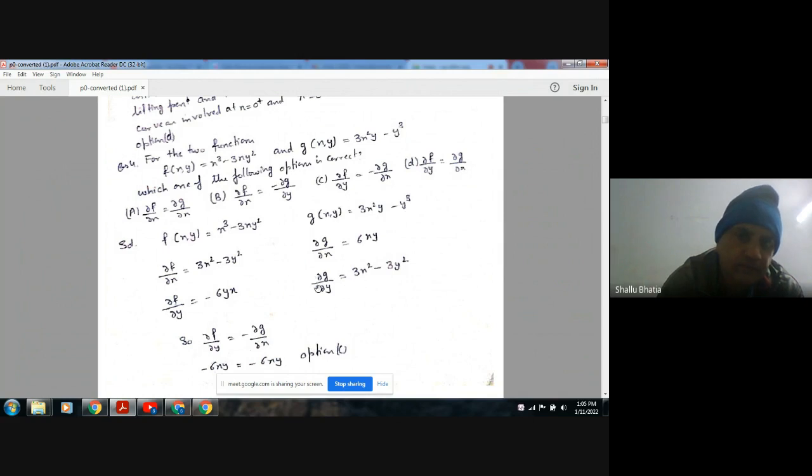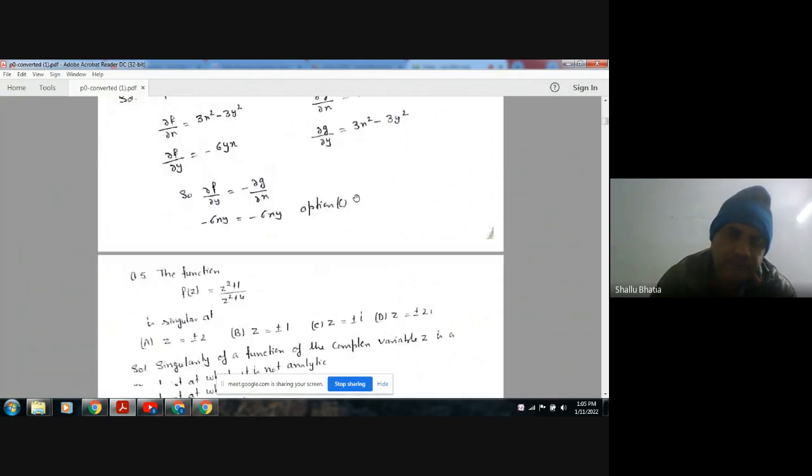Okay. From this we can see that partial f by partial x is equal to partial g by partial y, but it is not in the options. And partial f by partial y is equal to minus partial g by partial x. This is in the options, that is option C. So the answer is C.